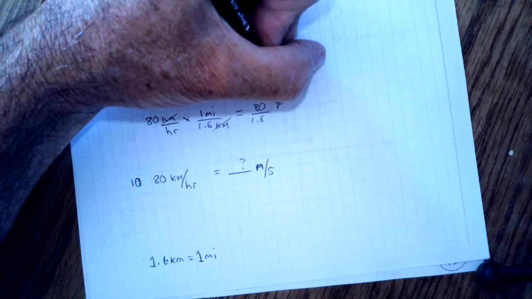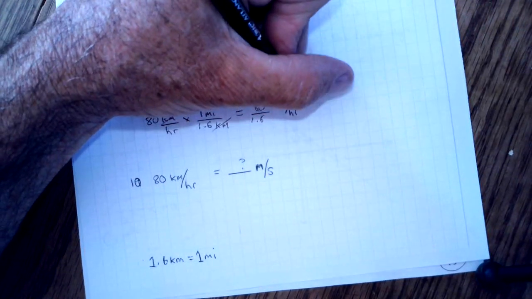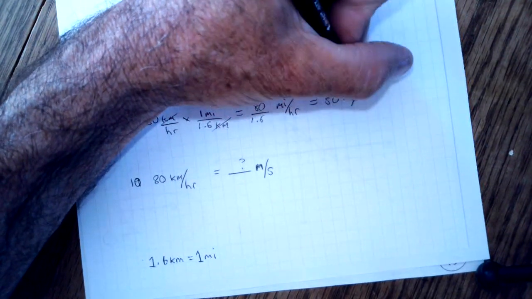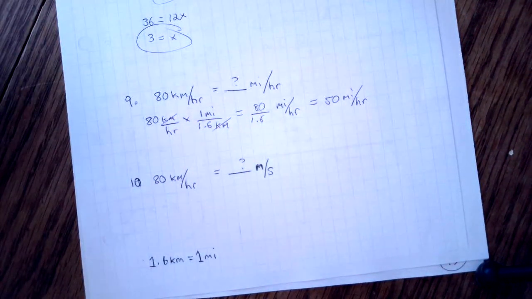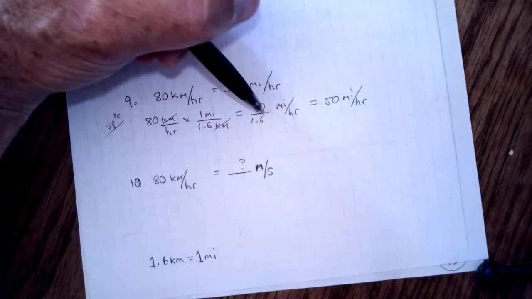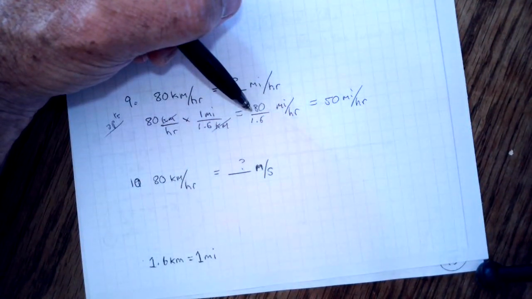And that'll be miles per hour. With my calculator, do that, and it turns out to be 50 miles per hour. Answer, 3 points. If you only got to here, I'm only going to give you 2 points because you should do that with your calculator.